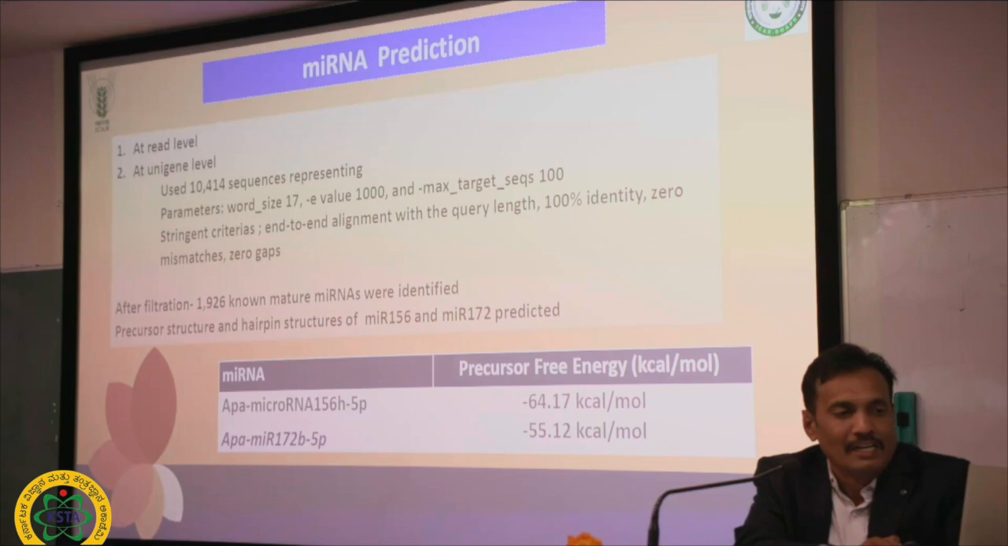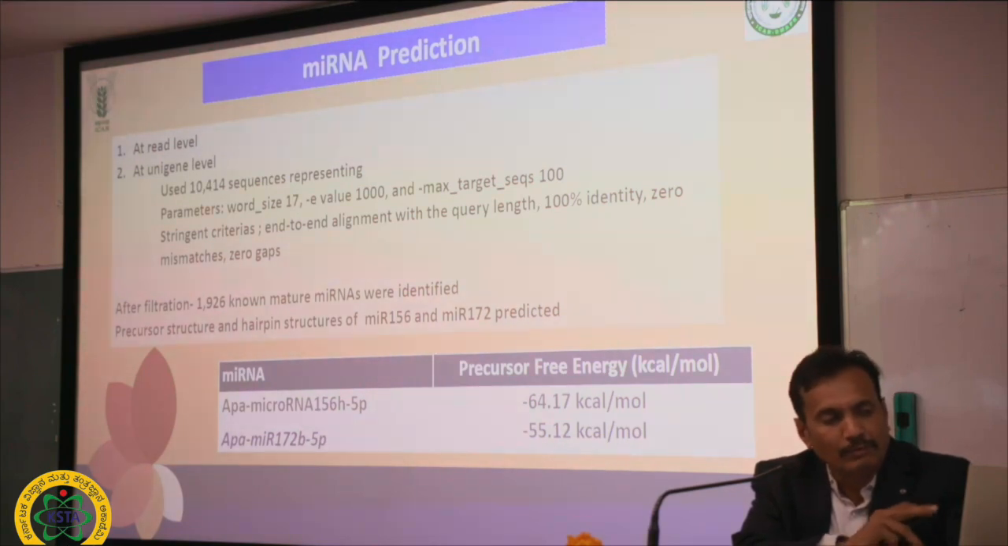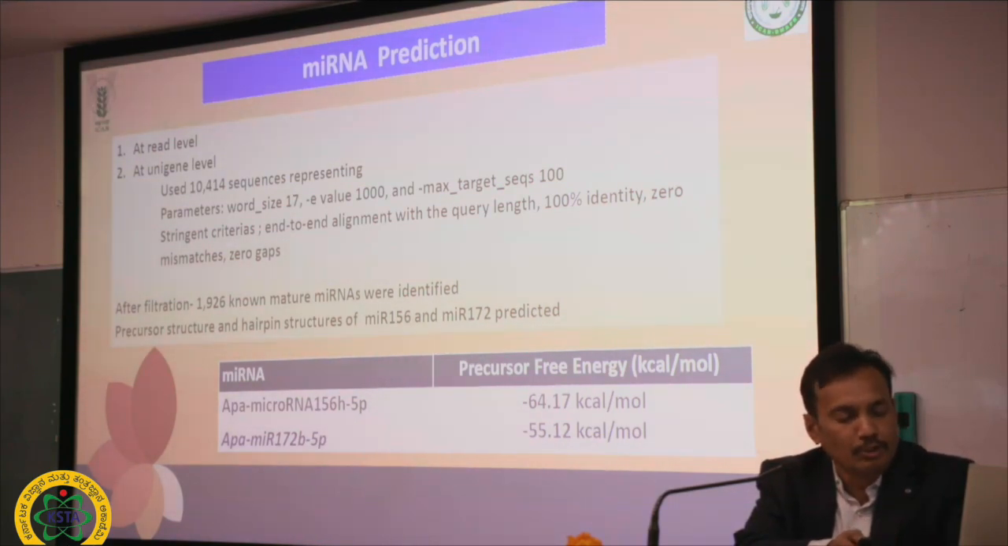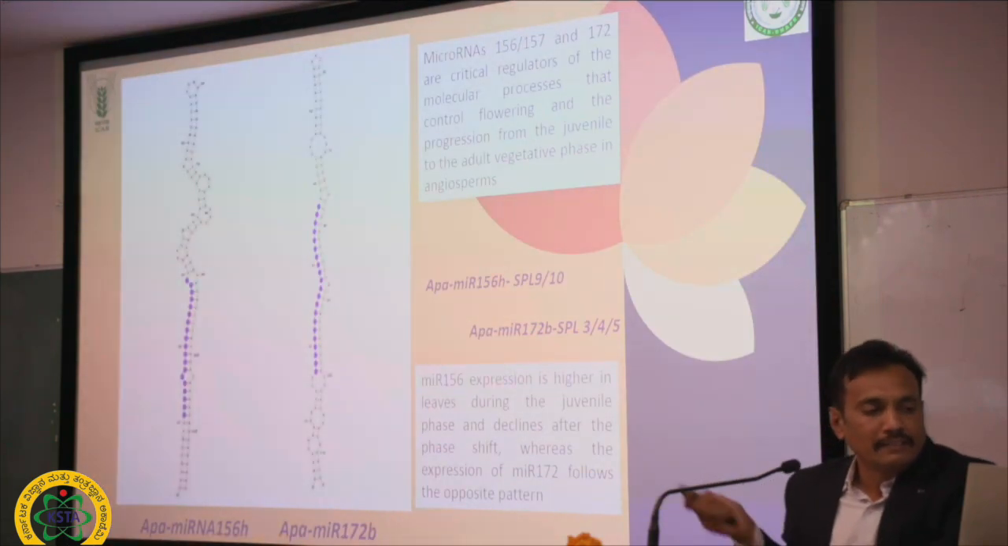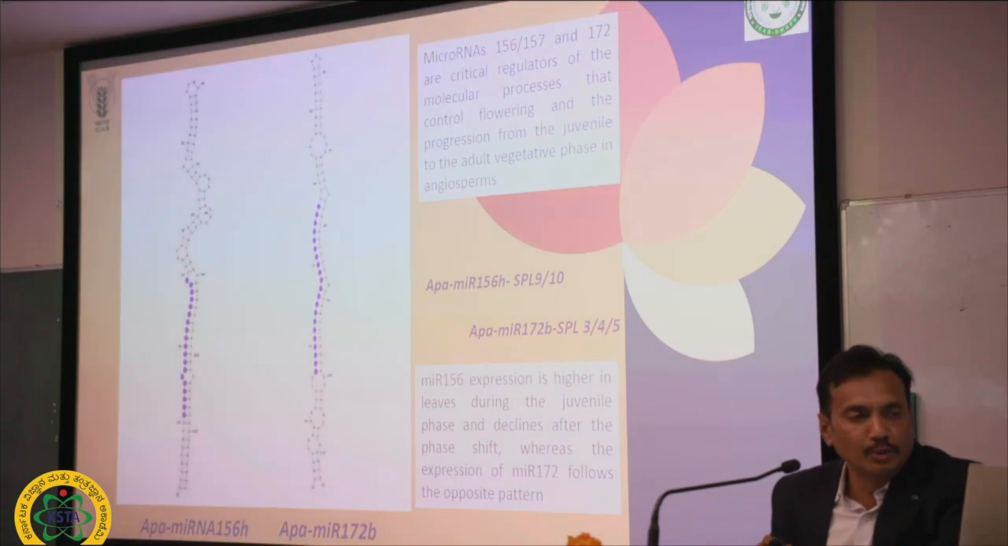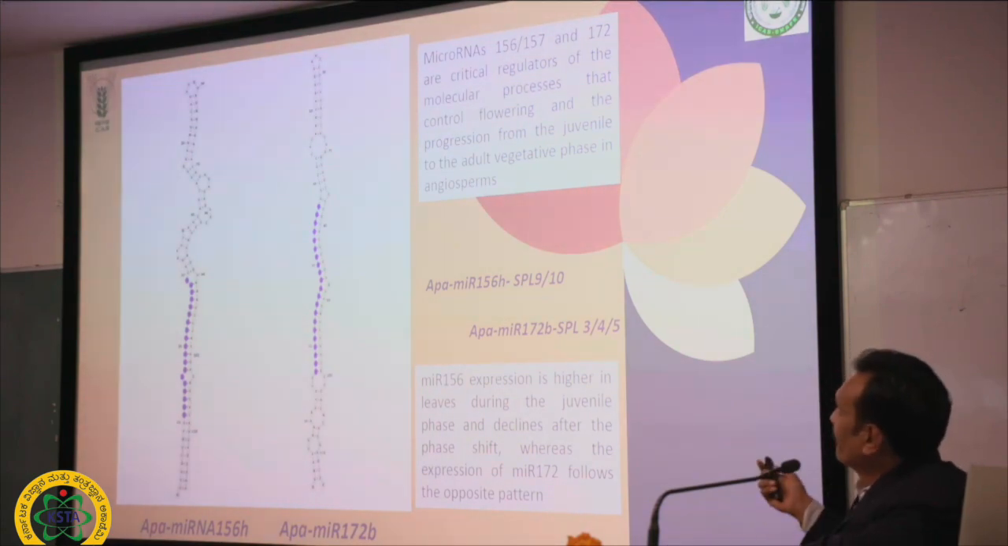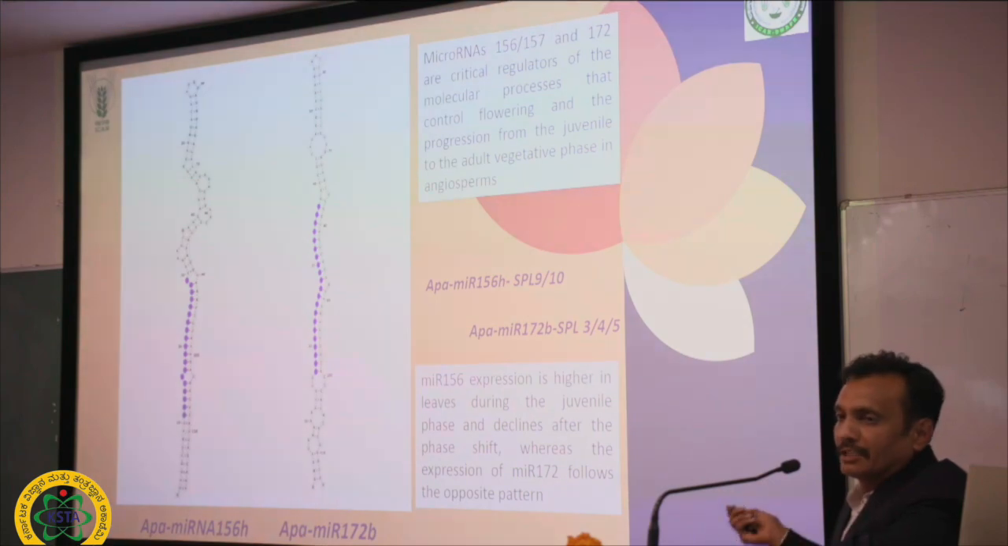transcriptome data. The precursor structures and hairpin structures of microRNA 156 and 172 were also predicted, along with their free energy levels. Based on this free energy, we considered that these were possible microRNAs, and their hairpin structure was also validated. These are the 2 microRNAs, 156 and 172, and as I said, 156 and 172 have already been reported for their role in controlling flowering genes.